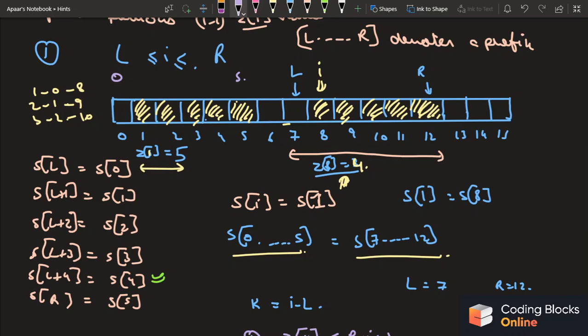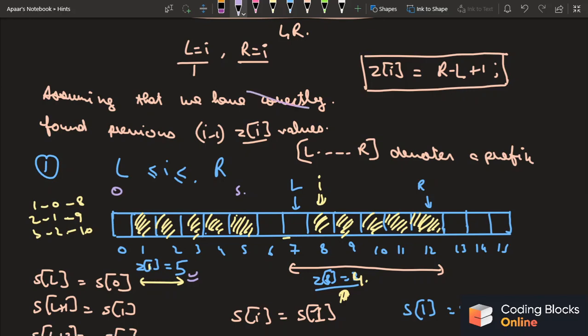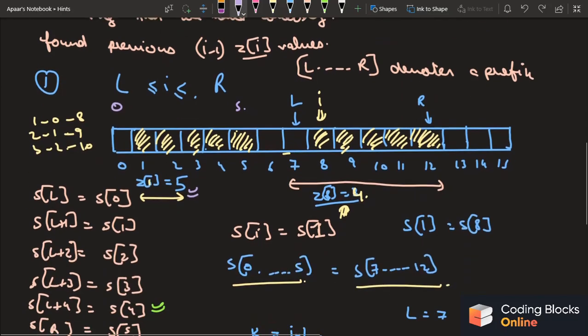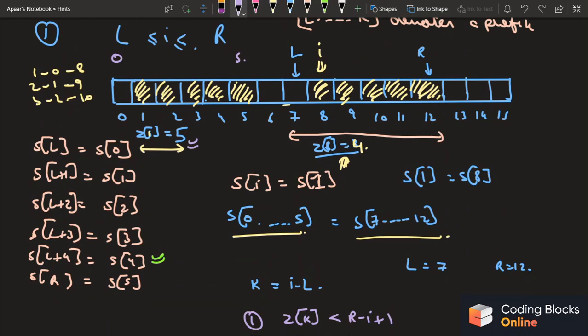See, for z1 though it is 5, we have calculated z1 correctly, right? For this it is 5, but will it be equal to 5 for z8 as well? Will it be equal to 5 for z equals to 8? This is my question. Think about it, pause the video and think about it. If these 5 characters are also the prefix, then these 5 characters will also be the prefix. But what about the 6th character, guys? It can also be the prefix. What about the 7th character?